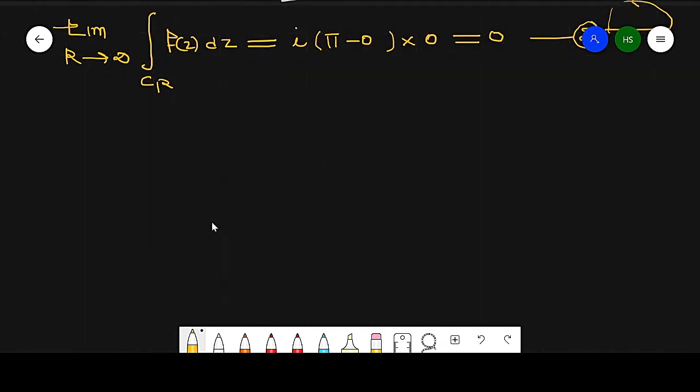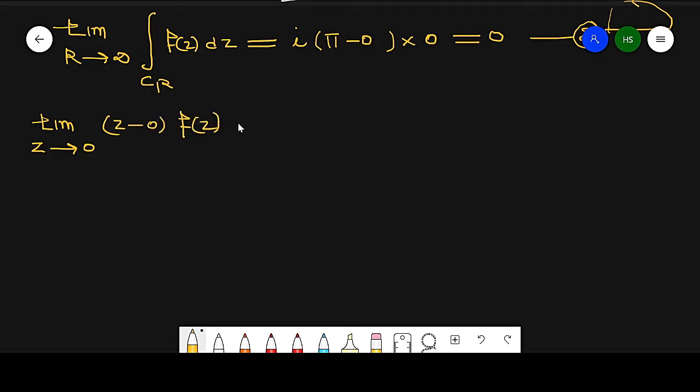Now in the case of the second, around region 0, what is the limit as z approaches 0? This can be written as z minus 0 into f(z).